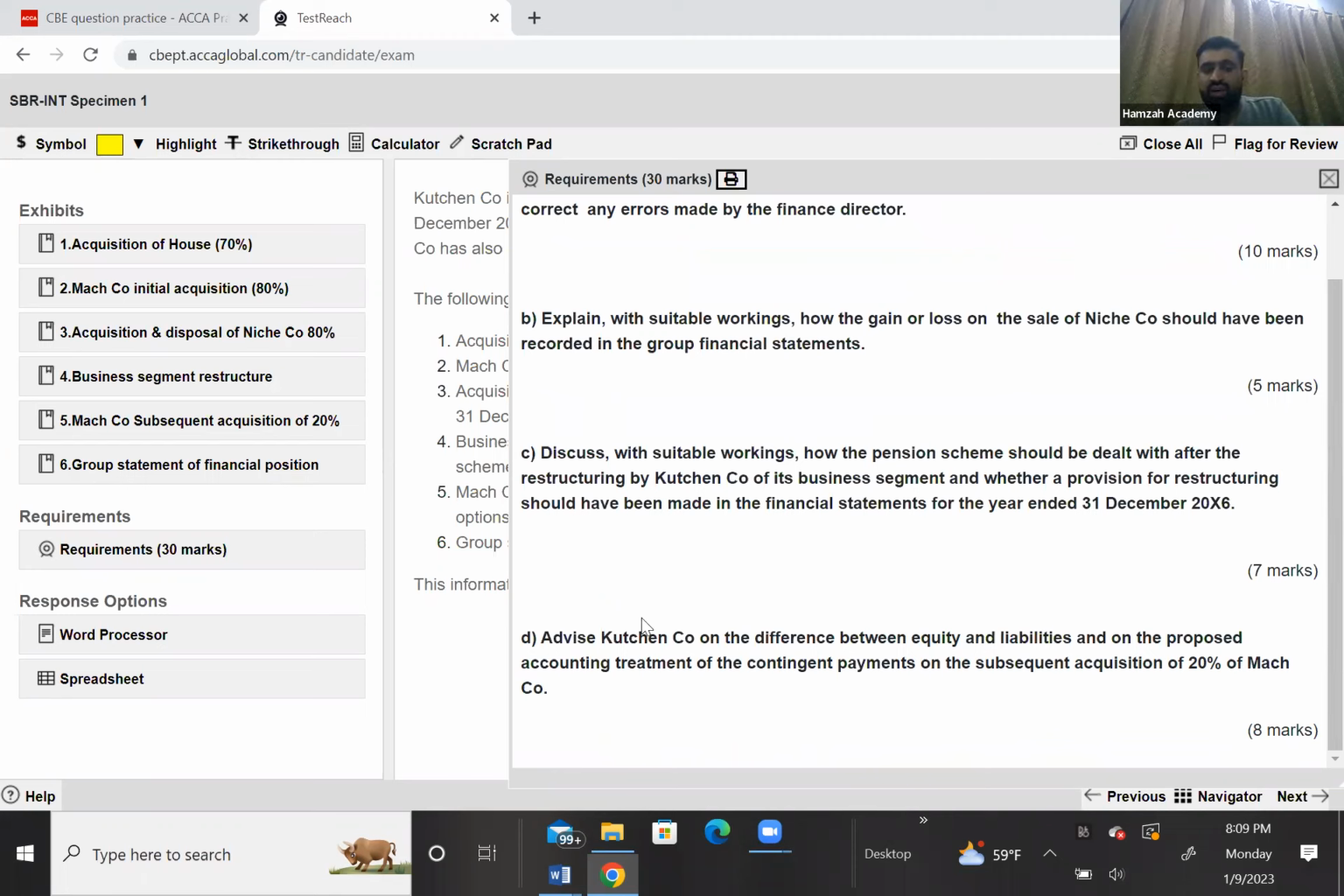And then we have to advise the Pekuchen company what the difference between equity and liability is, and what would be the treatment of the contingent payment for the subsequent acquisition of 20% of the MAC company. So again, if you look at the requirements: explain, discuss, advise, group accounts and some accounting issues in this question. So these are the requirements.